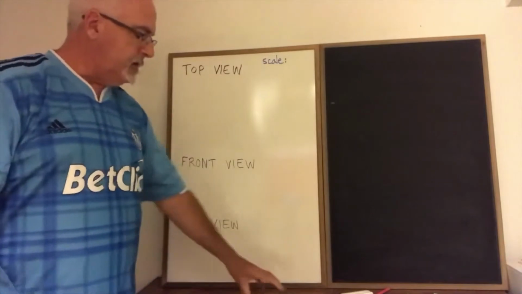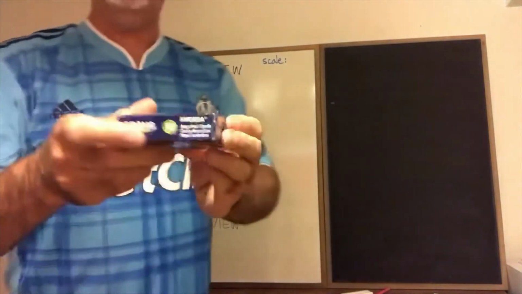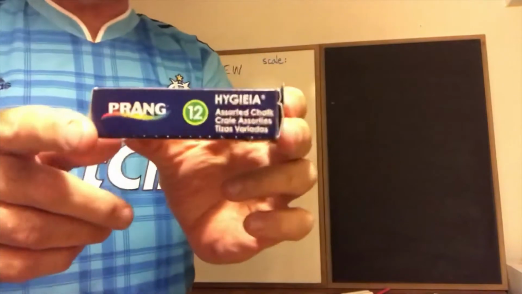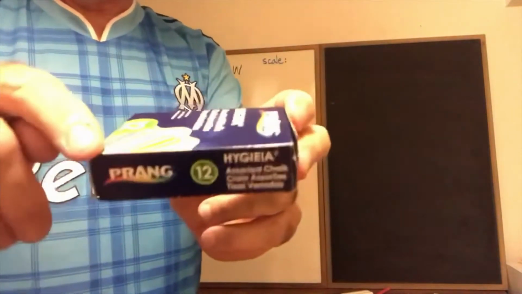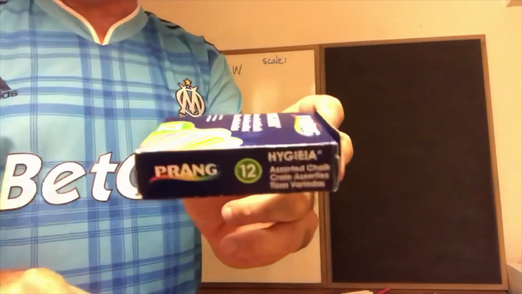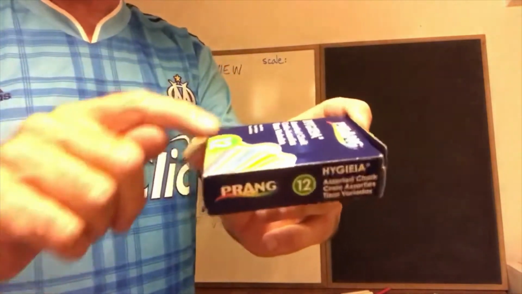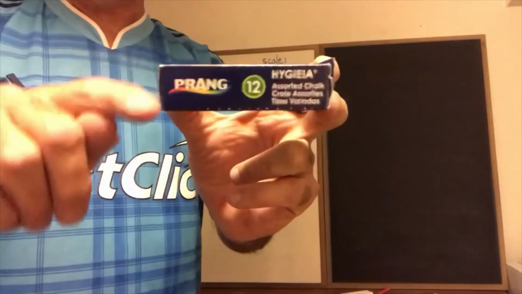Let's talk about that first, using this other object. This is a box of chalk. And if I was laying this on a shelf, I would say, here's my length, the longest of the three measures. Here's my width, the medium one, and the height is the shortest one.